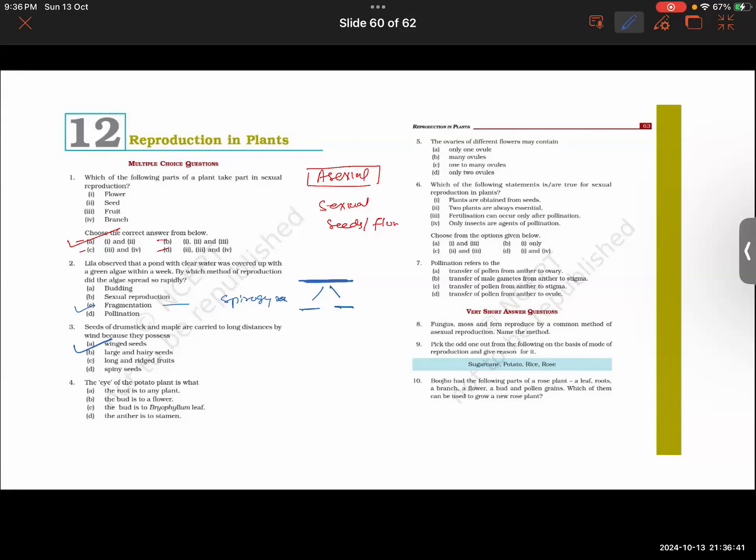Sir, fourth one, option C. Option number C. Okay. Priyanka? Yes, sir. That is correct, both of you. Very good. Sir, fifth one. Sir, 2 ovules. Okay, you're saying 2 ovules. Okay. Priyanka, what about you?